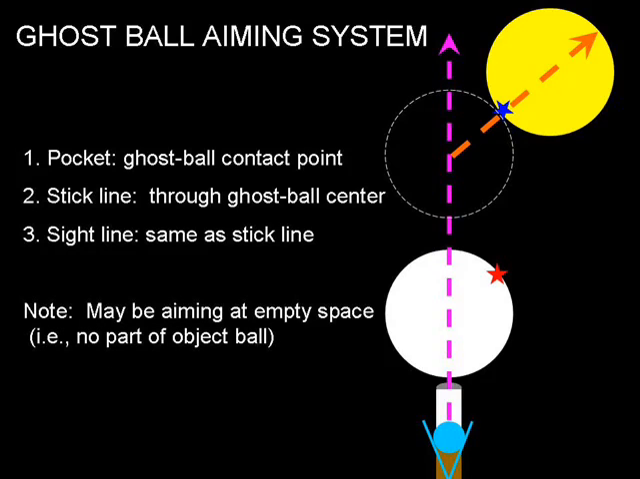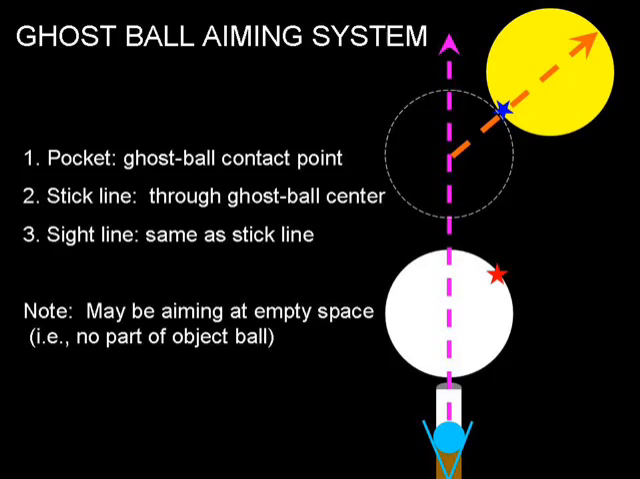The previous slide on ghost ball aim was actually a technique for determining the blue contact point on the object ball. And it was not an aiming system because it said nothing about the stick line nor about the sight line. And in fact, the ghost ball aim to determine the blue contact point is the first part of other aiming systems. To turn the ghost ball method into an actual ghost ball aiming system, we need to specify the stick line and the sight line.